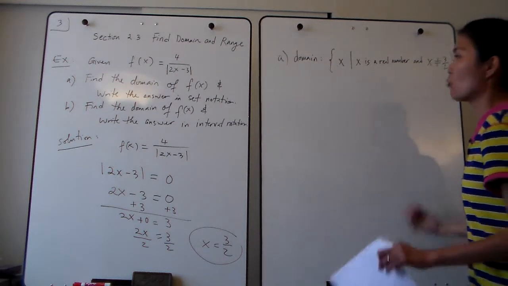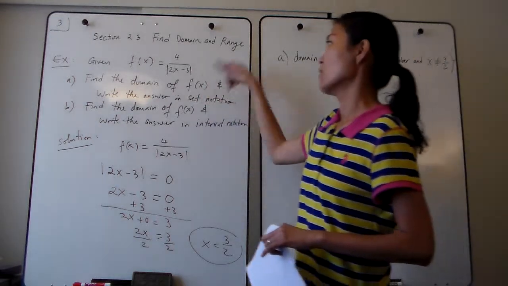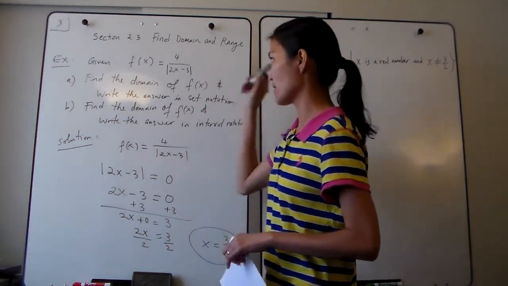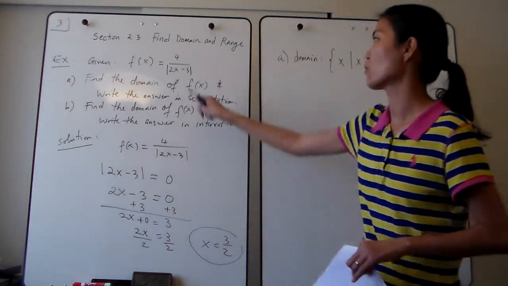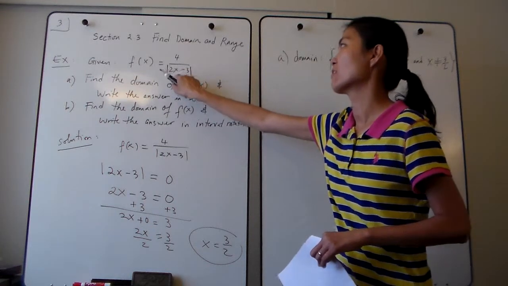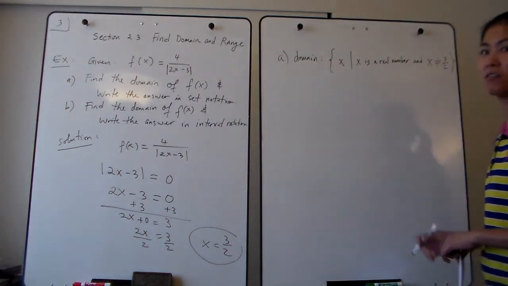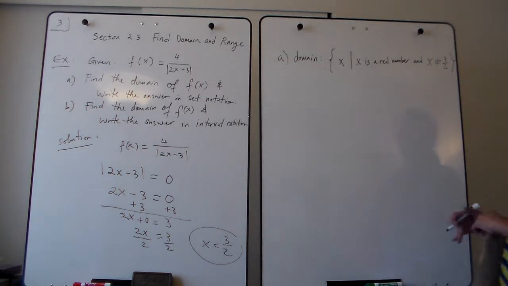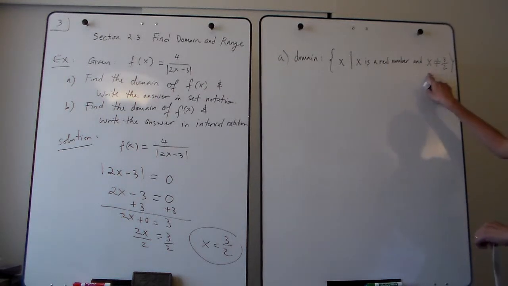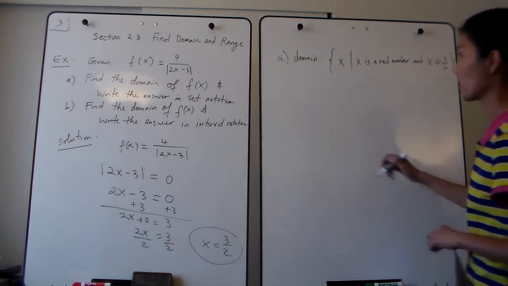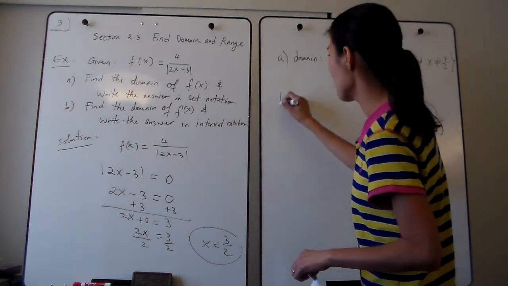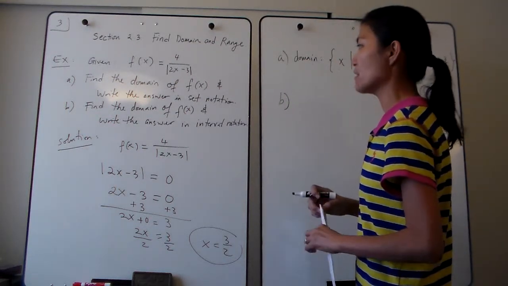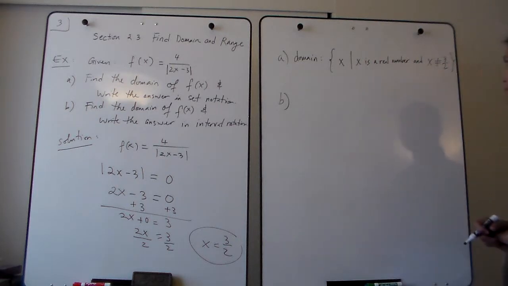and x not equal to 3/2. We don't want it. Okay? So the domain is: x can be any number, except 3/2, because if you plug 3/2 in here, the denominator turns out to be 0, and any number divided by 0 is undefined. We don't want that to happen, so we avoid it. x cannot equal 3/2. So that's part A.